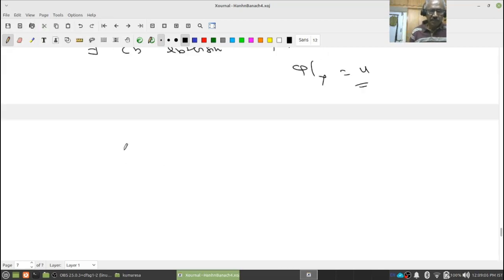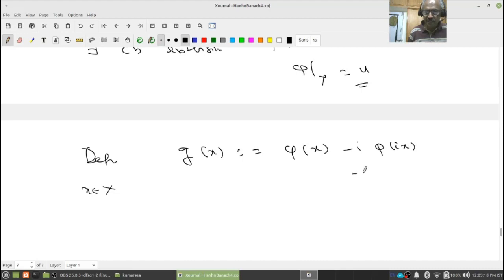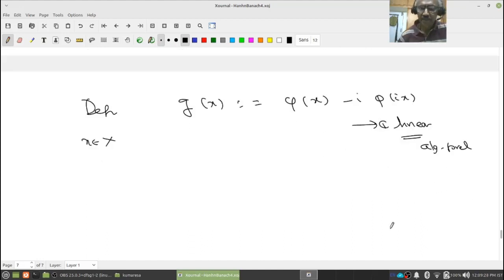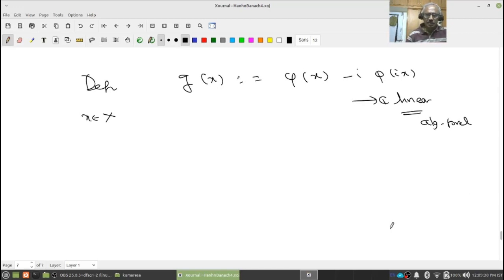Yeah. Then how do I define g? For all x in capital X, you define g of x to be phi of x minus i times phi of ix. Then I know this is C-linear, by algebraic preliminary. And it is continuous is also clear. Why? Because phi is continuous, x going to ix is continuous, followed by phi is continuous, followed by minus i is continuous. Therefore, this is continuous.